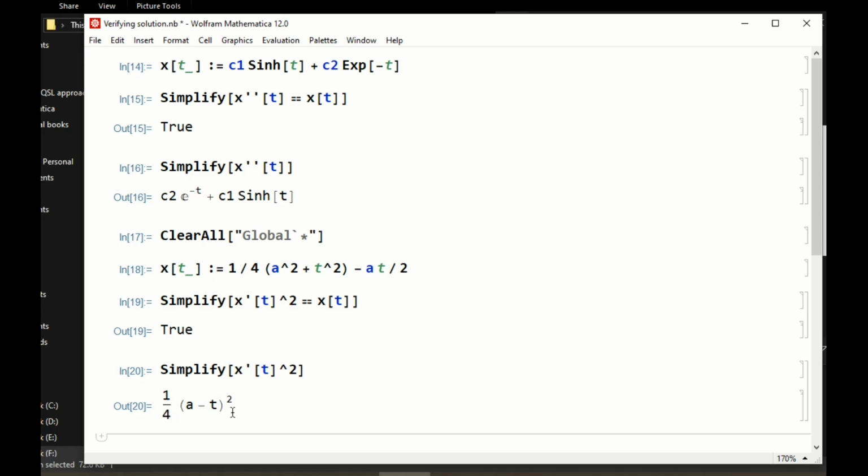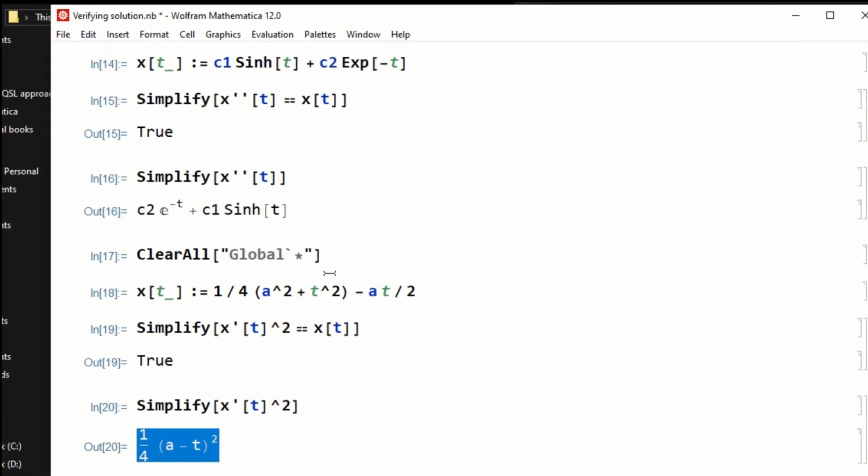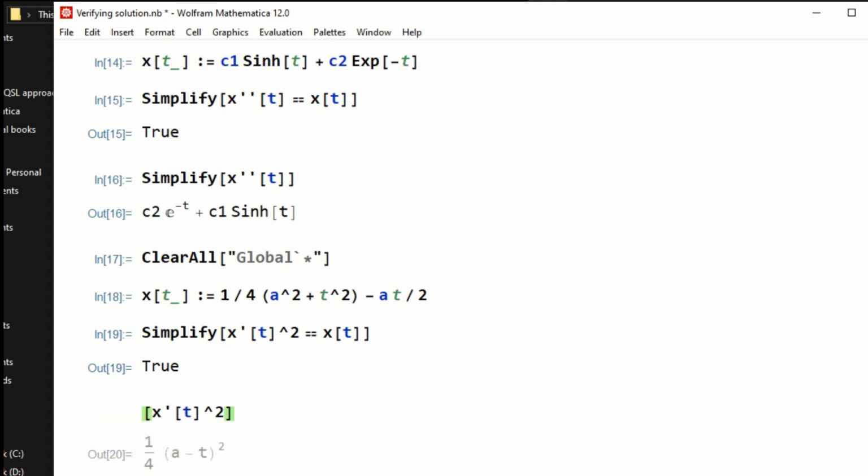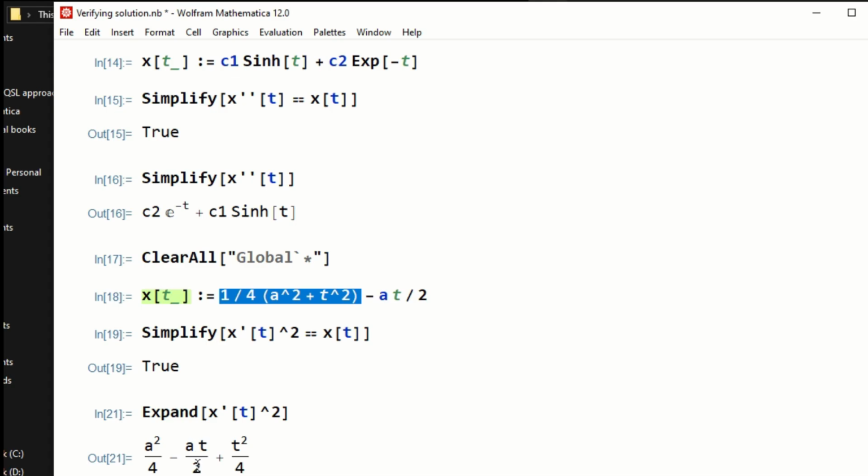Oh, I see, you see it is in this form, which is not exactly matching with this form of the function. So what I do, instead of using Simplify, I want to use the function Expand. And now if I run it, yes, now I have 1/4 a squared, 1/4 t squared, which is this part, and minus a t divided by 2, which is this part.